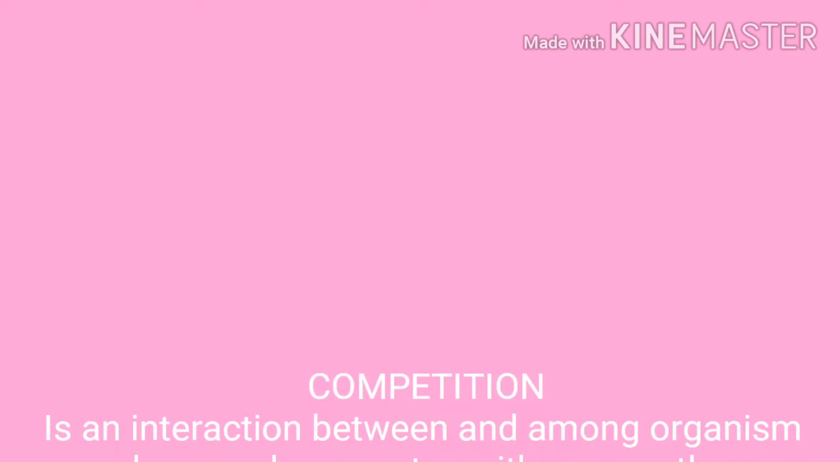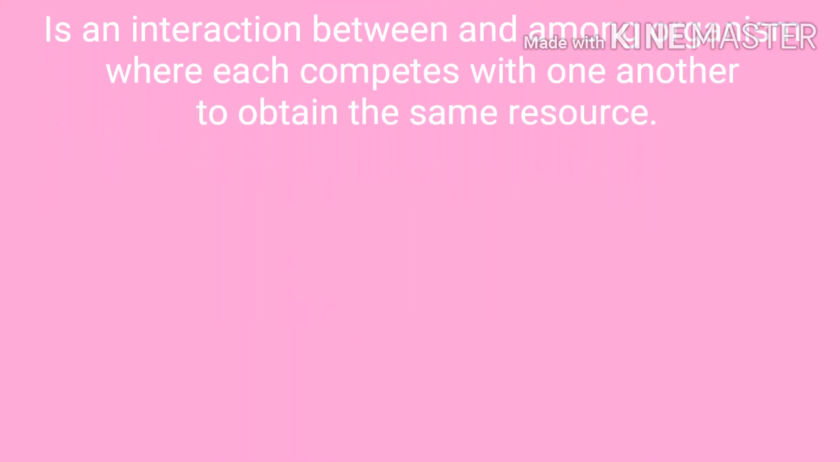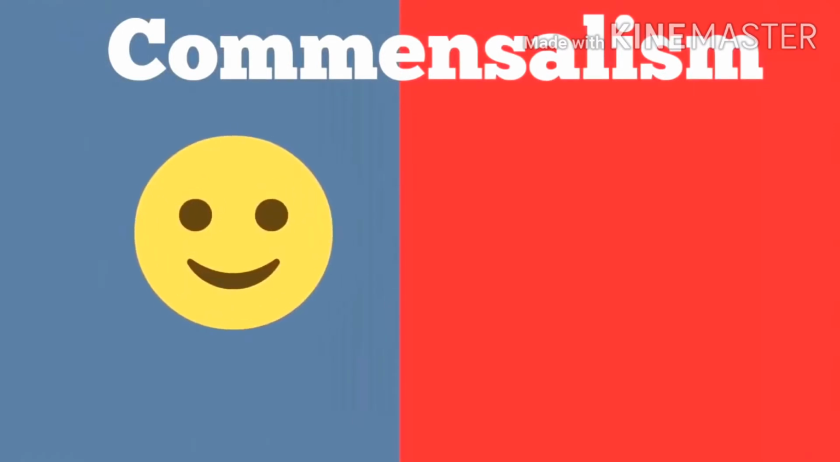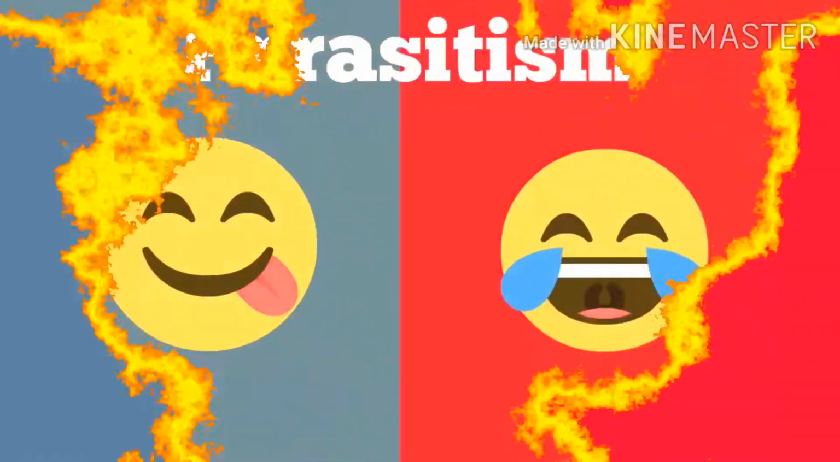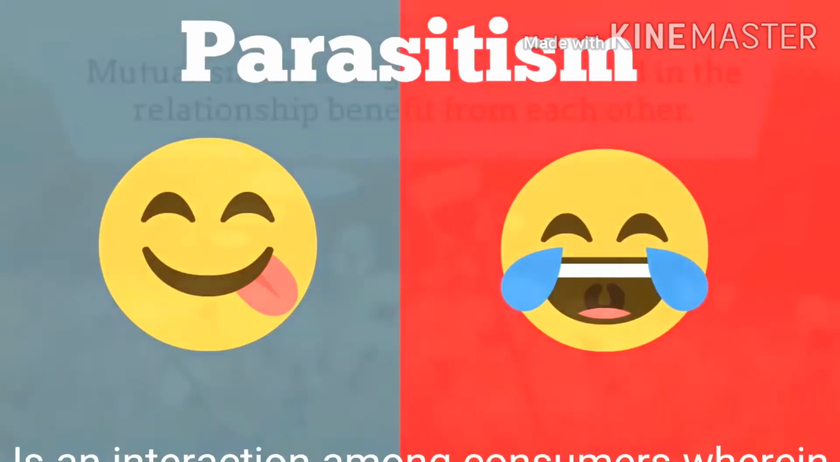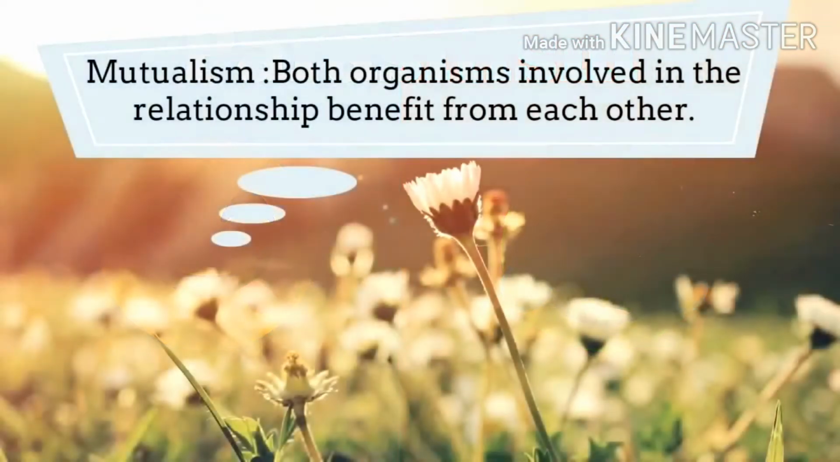Competition is an interaction among organisms where each competes with one another. Commensalism is when one organism is benefited and the other is not affected nor harmed. Parasitism is an antagonistic relationship wherein one is benefited and the other is harmed. Predation is an interaction among consumers wherein one consumes the other. With mutualism, both organisms involved in the relationship benefit from each other.